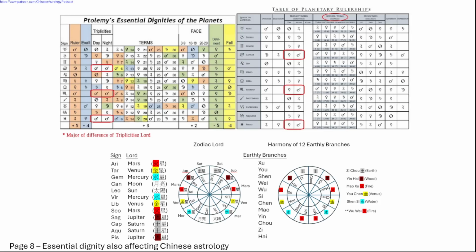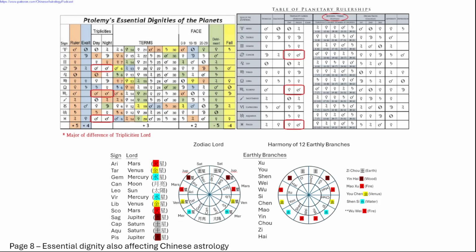The only exception of the 12 earthly branches is that they don't emerge about the Sun and the Moon in terms of rulership. But the earthly branch of Wu, which is equivalent to Leo, has the Sun as rulership, and the earthly branch of Wei, equivalent to Cancer, has the Moon as the rulership.